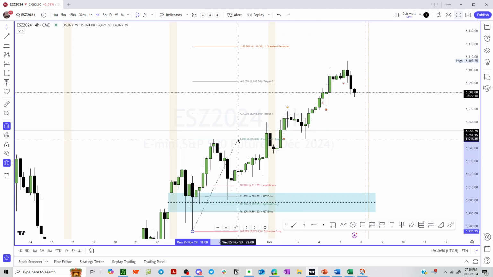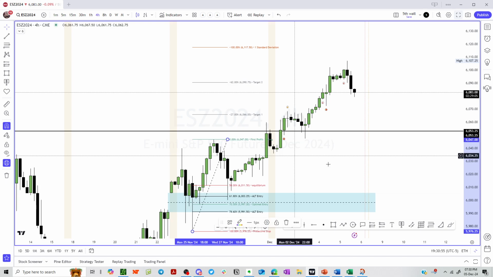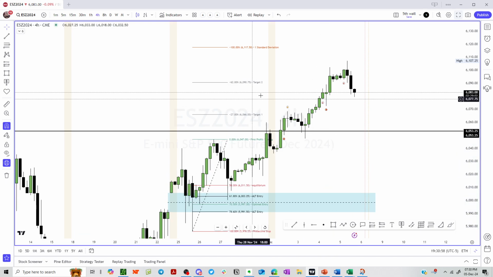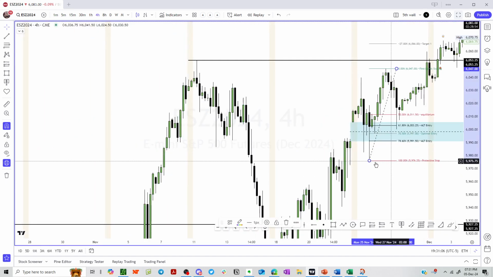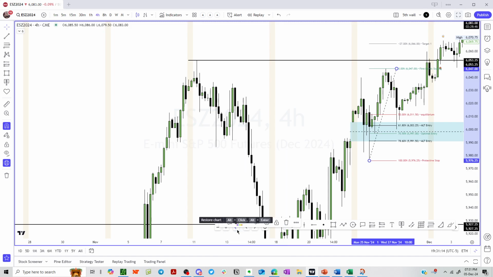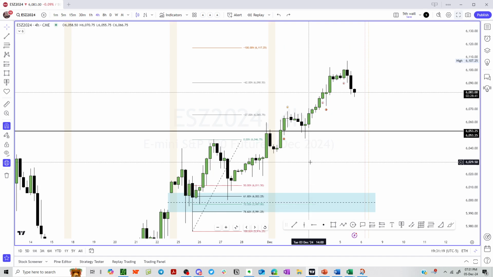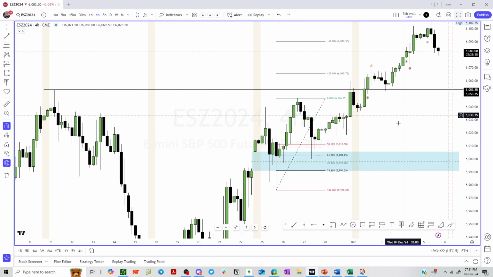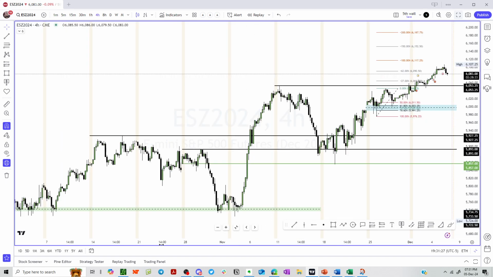So let me pull that back over here. I'm eyeballing it. It's probably a tick off, or it could be right on the exact, who knows. I wanted to highlight that optimal trade entry for longs. I'm not going to leave that on there like that. Let's go back to the one that was of interest to me.